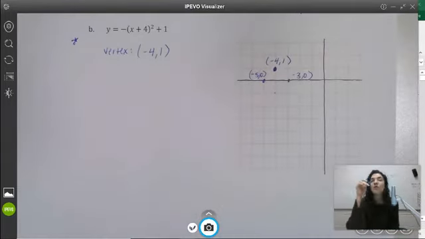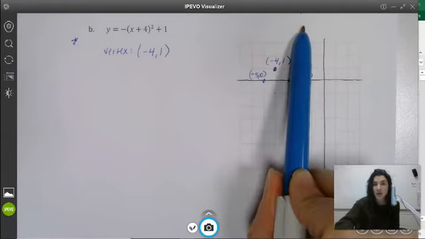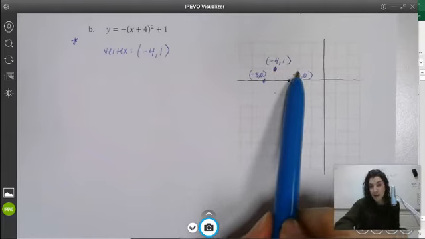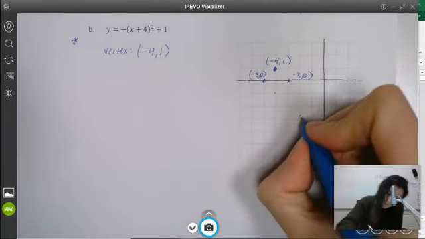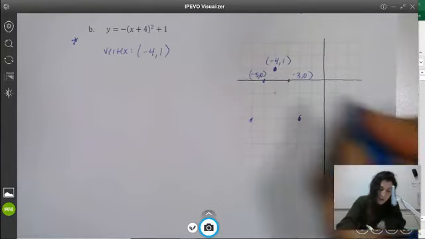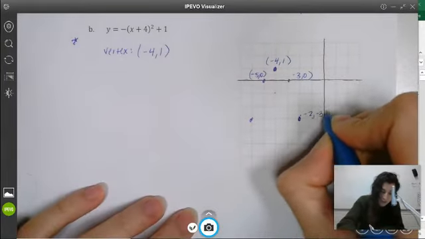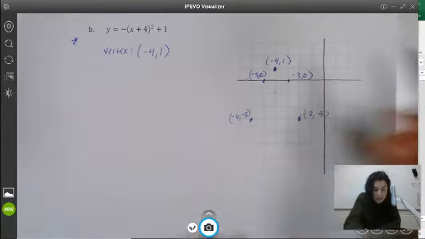Okay, so if we normally went right 2 from the vertex, right 2 up 4, now we're going to go right 2 down 4. And back 2 down 4. And that's -2, -3, and that's -6, -3.